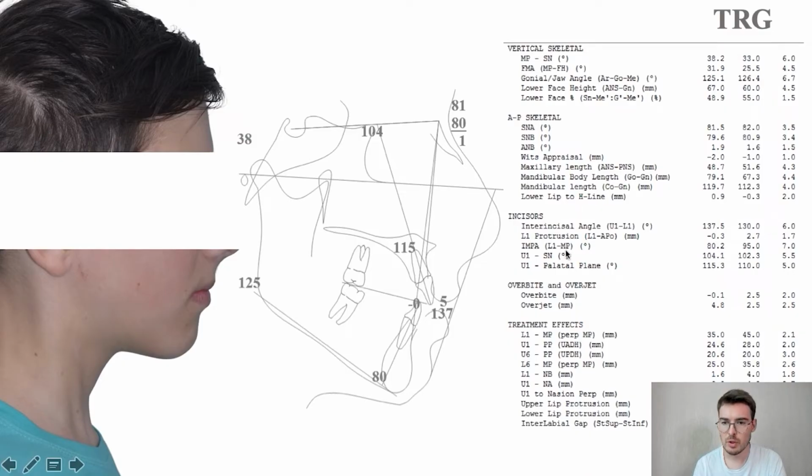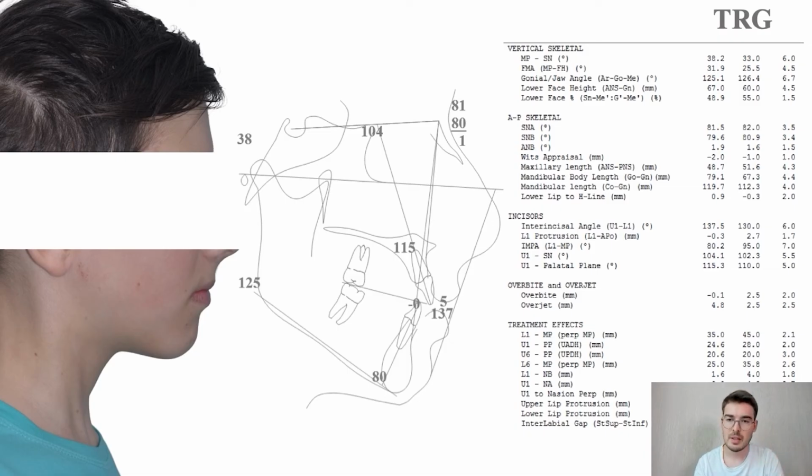The degree of the lower incisors inclination is 80 degrees with a norm of 95 degrees. In this case, we have a protrusion on the lower jaw. The upper incisors are 104 degrees with a norm of 102, so there is a small protrusion. When the lower incisors are tilted inward and the upper ones are protruding, it shows a tendency for a mesial bite. By the way, the value of Fitz -2 indicates it as well.